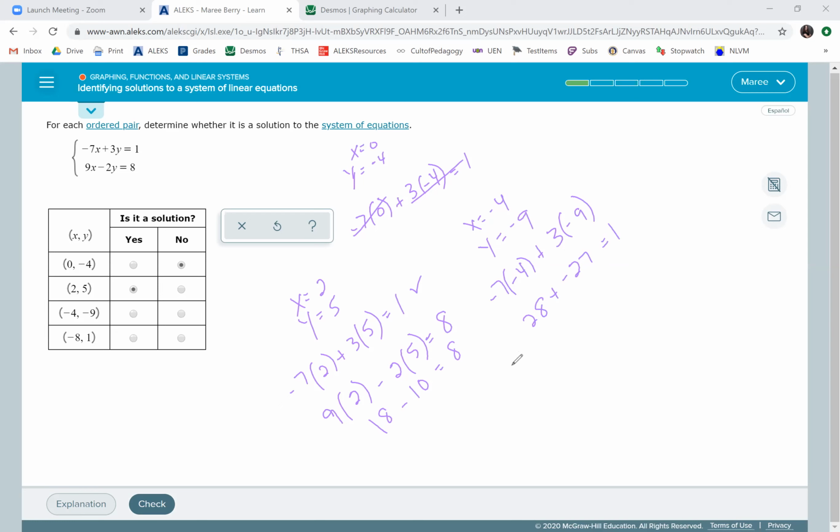On the second one, we have 9 times x minus 2 times y. Does that equal 8? This would be -36 plus 18. No, that does not equal 8, unless I made a mistake, which is totally possible. x equals -8, y equals 1. Negative 7 times negative 8 is 56, plus 3 times 1. That's not going to give me 1, so I'm just going to put no right there.